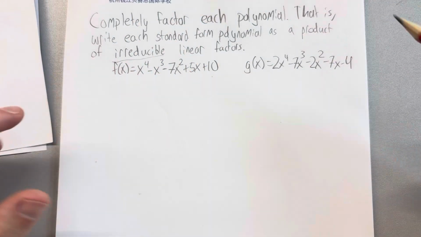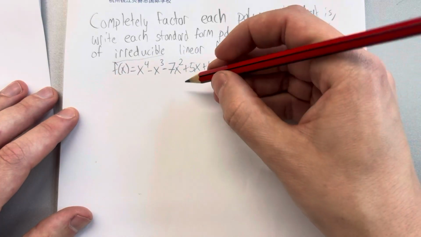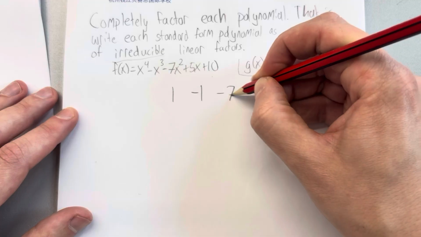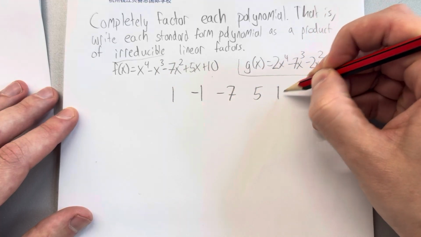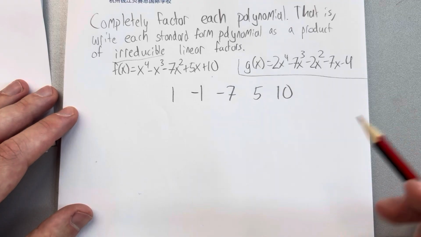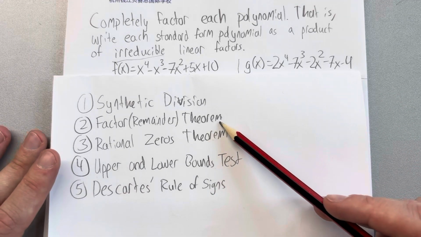Let's start. Start with f of x. First thing we're going to do is, we know we're going to do synthetic division. Synthetic division is the biggest tool. So I'm just going to start by getting synthetic division set up, because that allows me to do my quick check of factor remainder theorem.